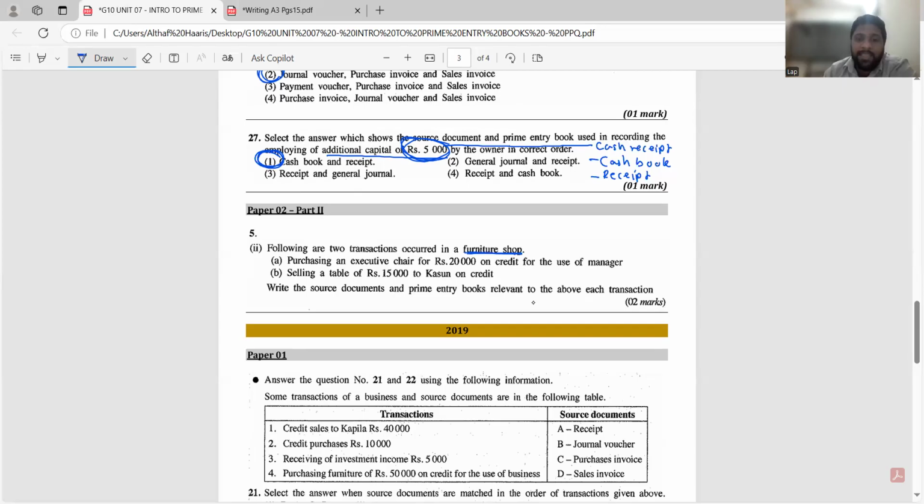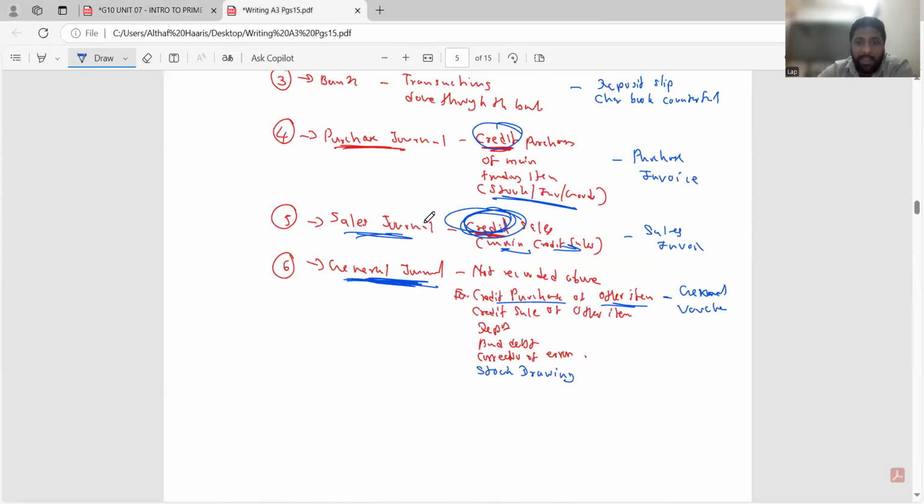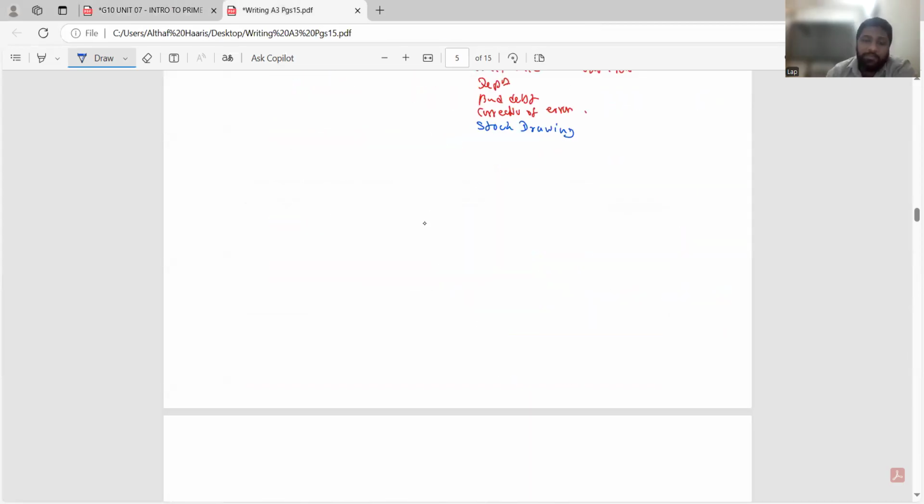Purchasing an executive chair for 20,000 on credit basis. This is very important for the use of the manager. Before this also we studied this. We'll assume you are doing a car sale. Here there are two cars, car A and car B. Car A you are purchasing to sell. Car B you are purchasing to use.